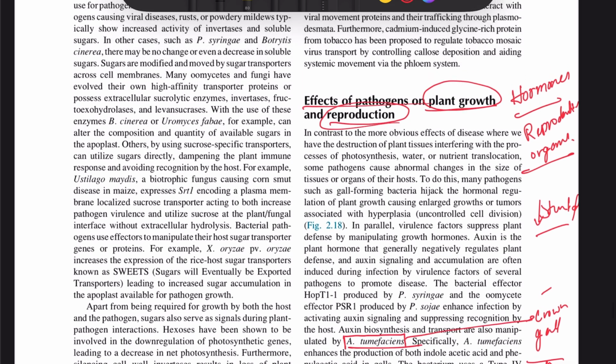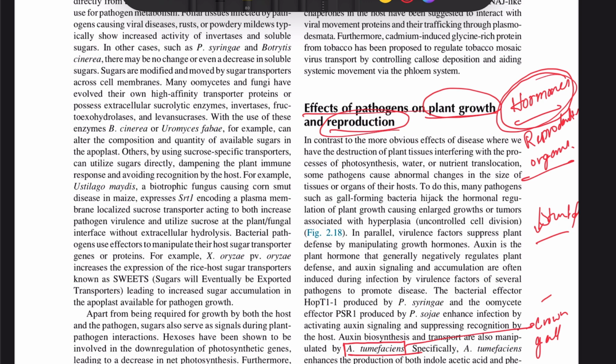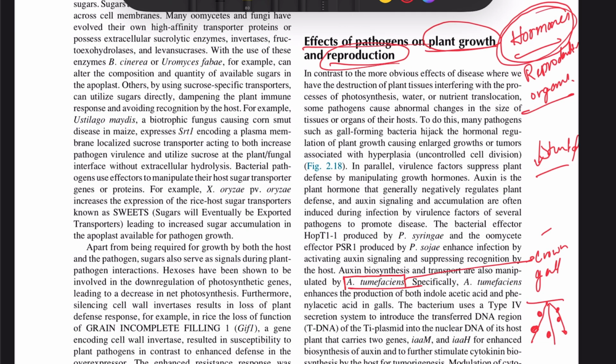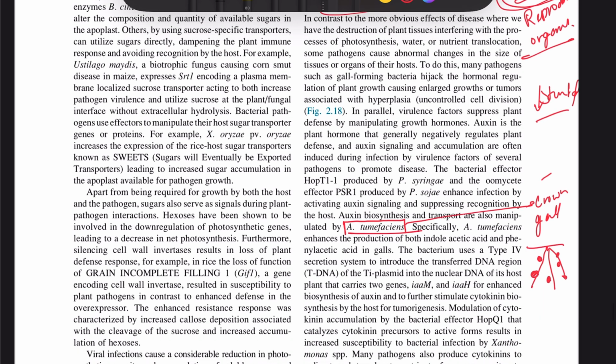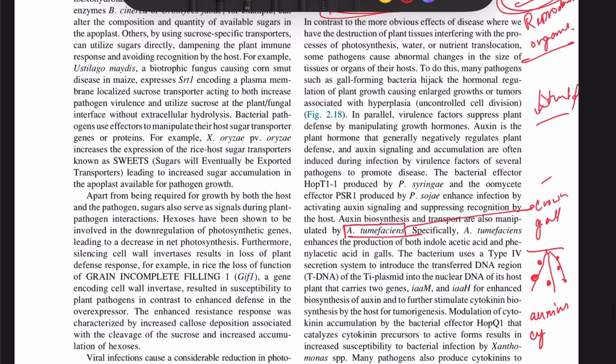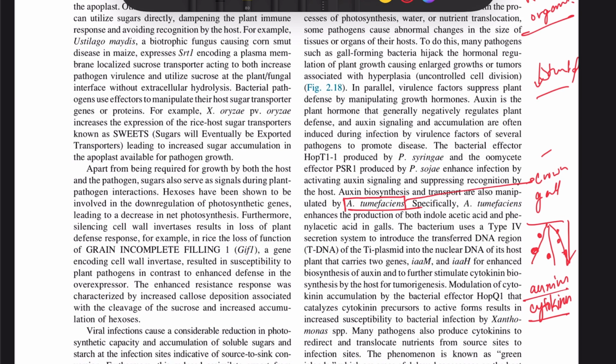hormones. Now, what are the plant hormones that we know? Plant hormones are auxins, gibberellins, cytokinins, right? So what do they do? They interfere with auxins and cytokinins. Why only auxins and cytokinins and not the other hormones? Because auxins and cytokinins, they are responsible for the root growth. So they target these auxins and cytokinins, which diverts nutrients, slows growth and damages tissues. Simple.